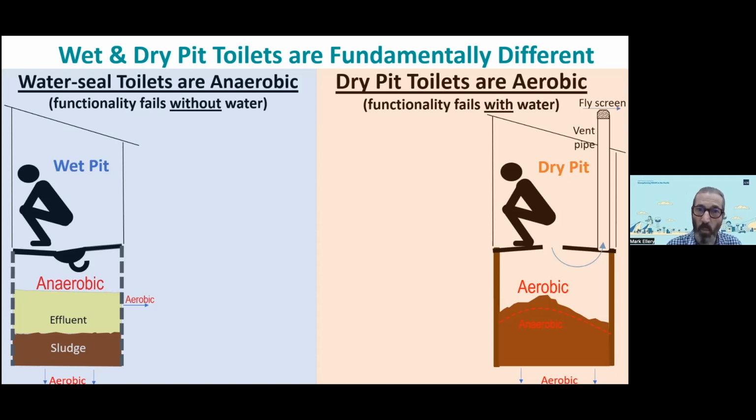One whose functionality fails without water. Anaerobic toilets need water, and dry pit toilets, their functionality fails with water. And so exposure to water becomes the key distinguishing factor between these two types of toilets that essentially look quite similar, but are deeply different in the way they function.